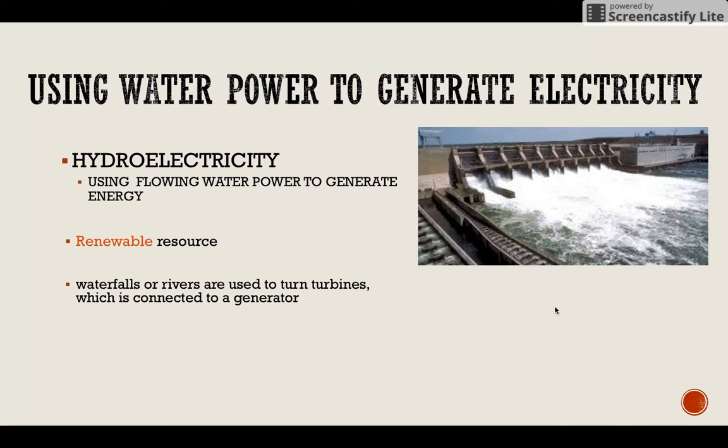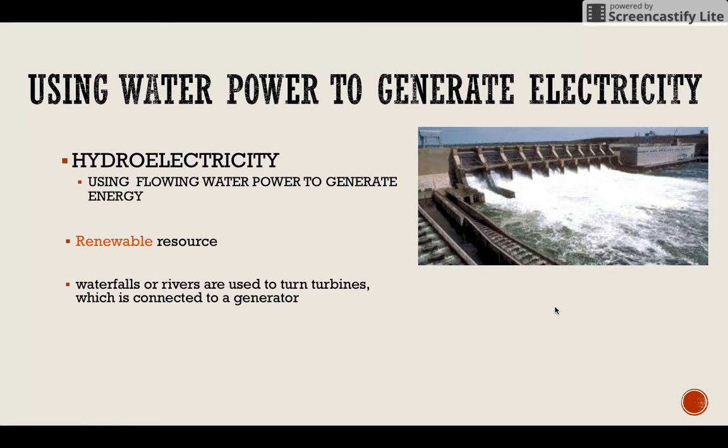So how does this work? Well, these waterfalls are used to turn the turbines inside the generator so that as soon as the water power hits the turbine, it can get that generator to create the current. As you can probably hypothesize right now, you're probably thinking of Niagara Falls. And it's true, Niagara Falls is one of the largest hydroelectric stations that powers the city of Niagara and can even go into different towns and cities.